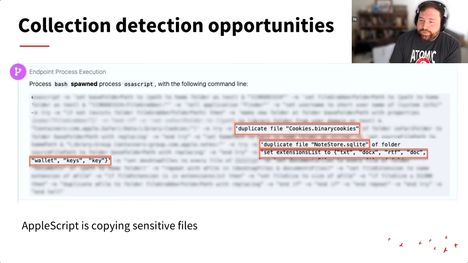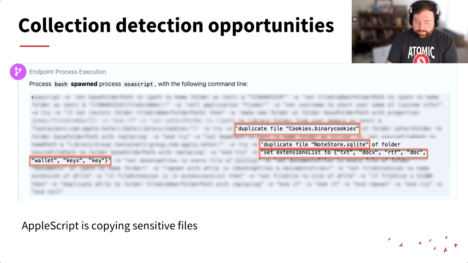They're looking to duplicate the file NoteStore.sqlite. If you use Apple Notes on a macOS system, that is the SQLite database that holds all of your Apple Notes. In this case, our adversary was looking for all text, docx files, RTF, doc, wallet, keys, and key files that were in someone's desktop or documents folders.